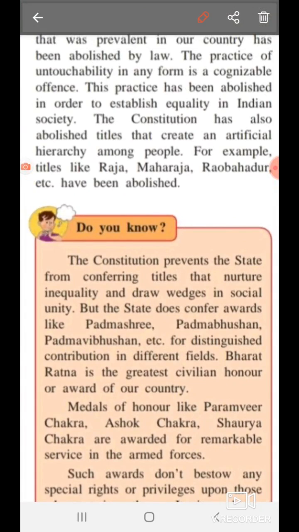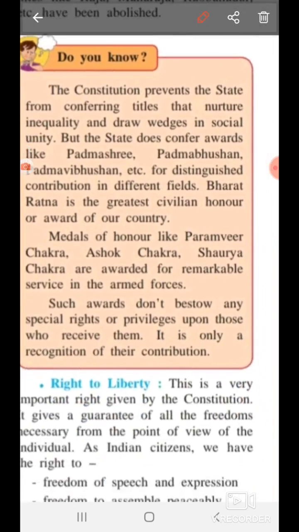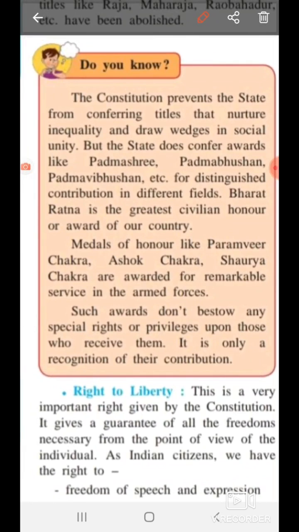Therefore, the Constitution has banned titles also that create an artificial hierarchy amongst the people. For example, there were Raja, Maharaja, Rao Bahadur earlier, but now those titles have been abolished. Now, do you know? The Constitution prevents the state from conferring titles that nurture inequality and draw wedges in social unity. Differences are caused in the society. So the Constitution has banned these titles.